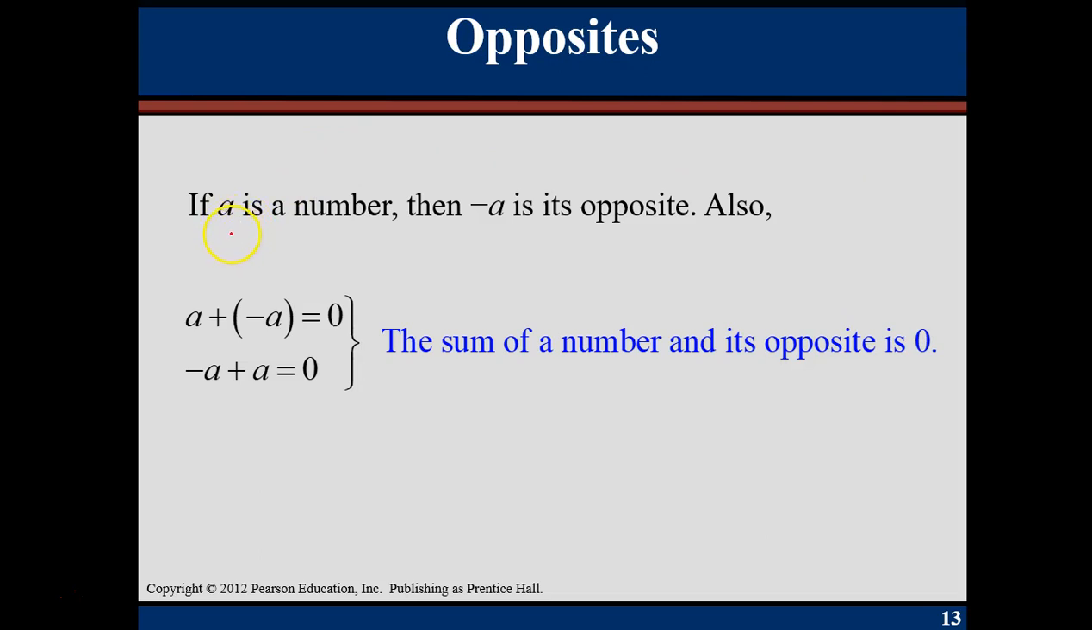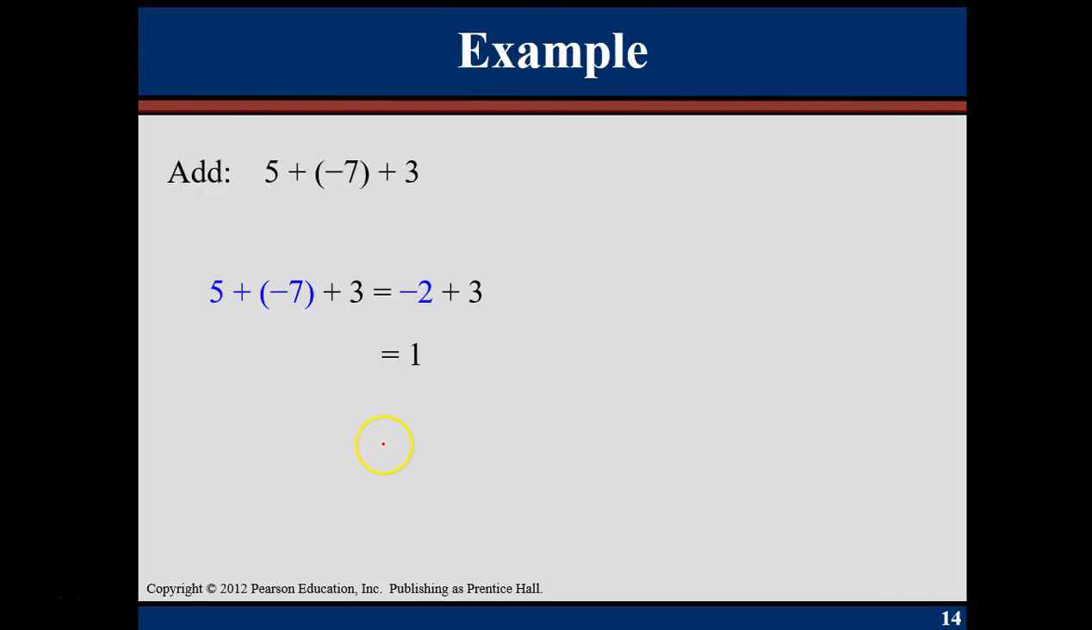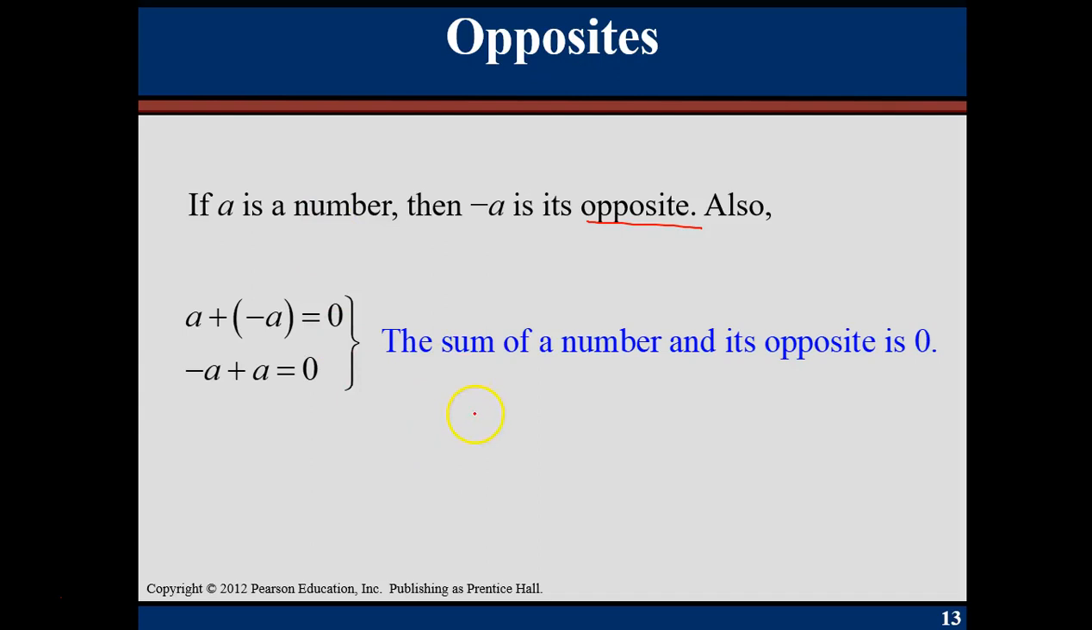If you have two numbers that you're adding that are opposites, the sum of two opposites will always be 0. So -2 plus +2 is 0, and let's say 4 plus -4 is 0. Opposites always add to 0.